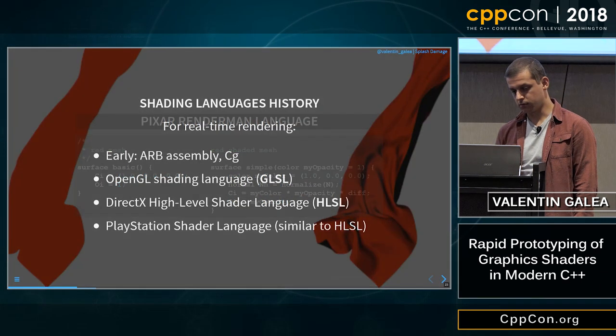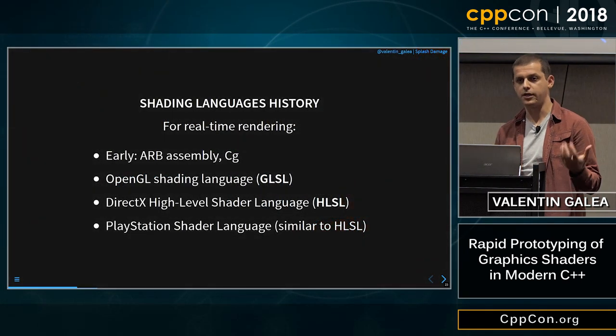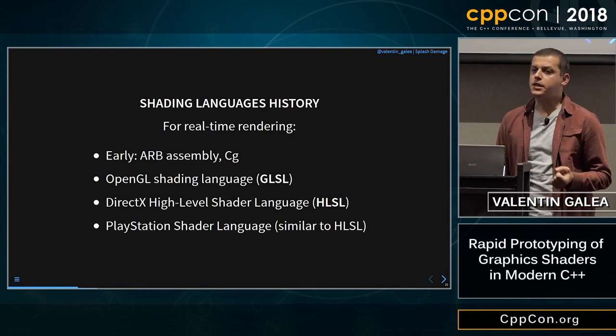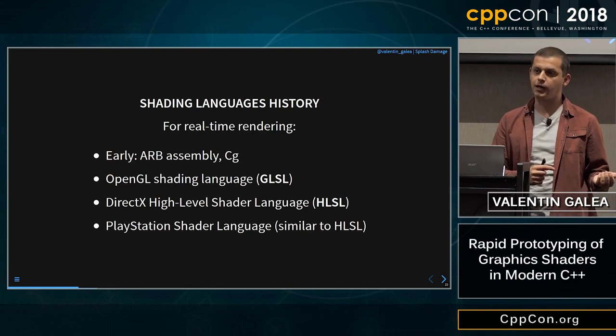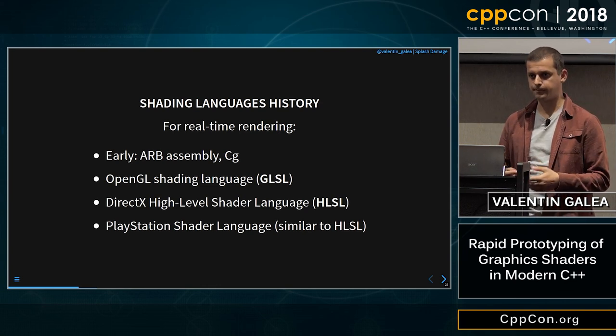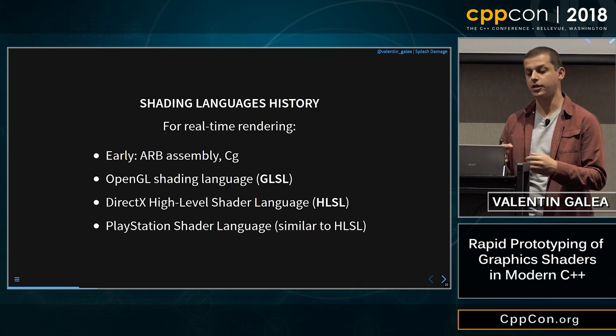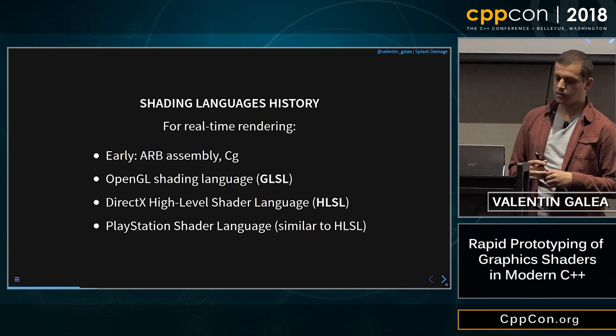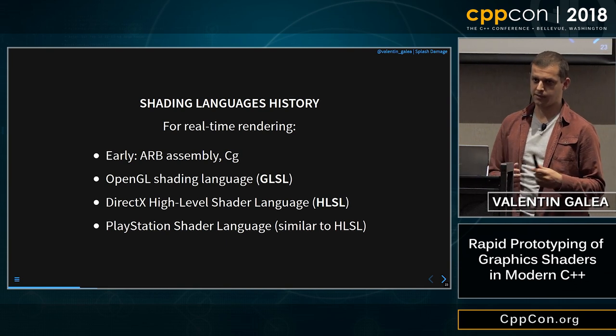So this evolved throughout the 90s and 2000s, and we now have two main competing shading languages running on the GPUs. You have GLSL, which comes from Khronos and OpenGL, and you have HLSL, which comes from Microsoft. And then you have slight variations like the PlayStation shader language, which is very similar to HLSL.